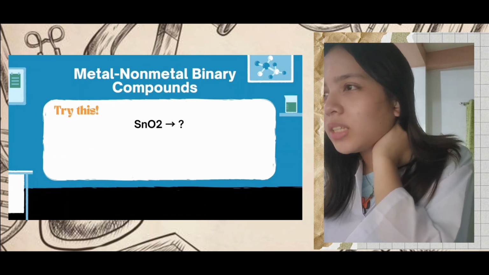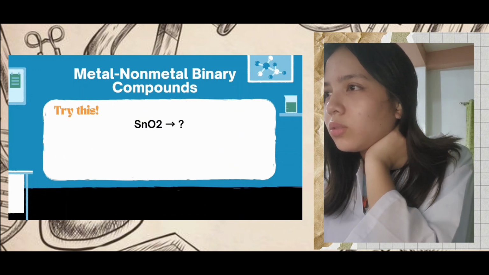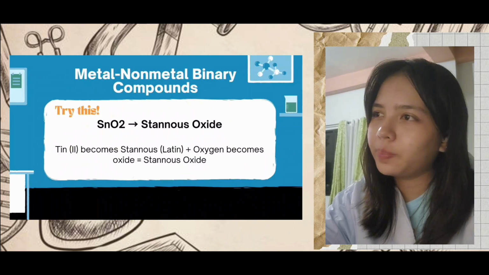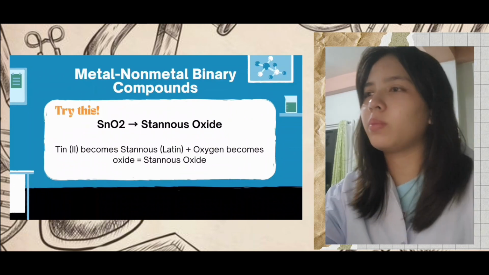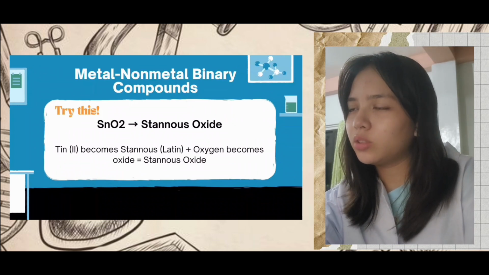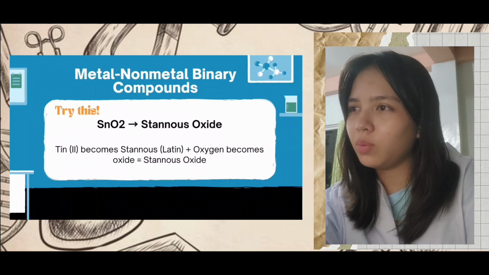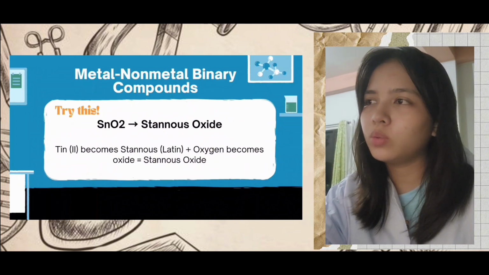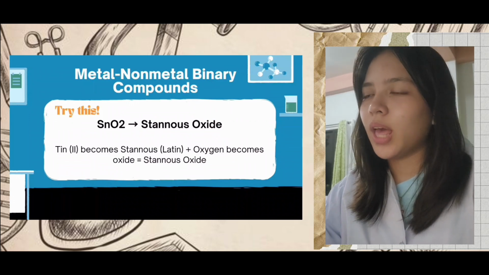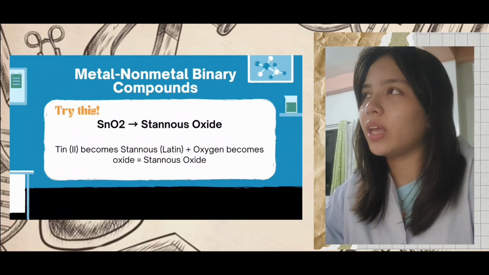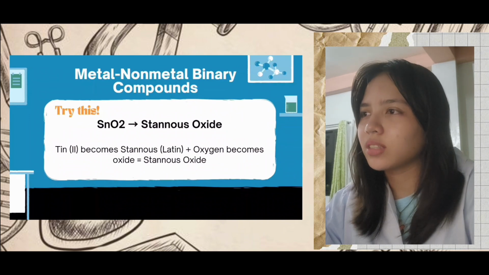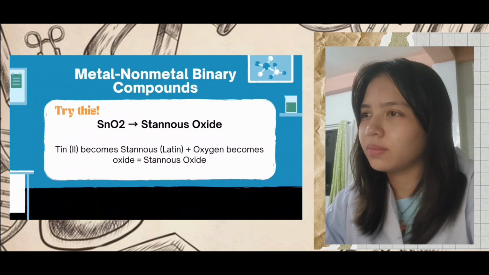We have tin and oxygen. So it becomes stannous oxide, because given that we did the crisscross method before this, the subscript of 2 should be with tin. So tin actually has a charge of 2, which is still low. So we put "ous" with the Latin name stannum. Stannous. Then oxygen and "ide," oxide. So it becomes stannous oxide.